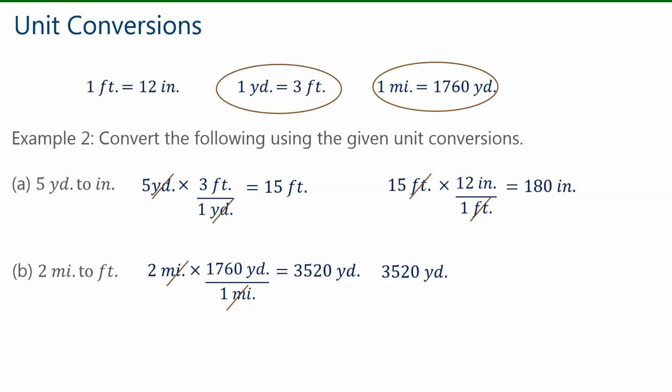Now let me take that and change it to feet. I'll multiply that by 3 feet over 1 yard. Canceling the yards, and then multiplying 3 with 3,520, I get 10,560 feet.